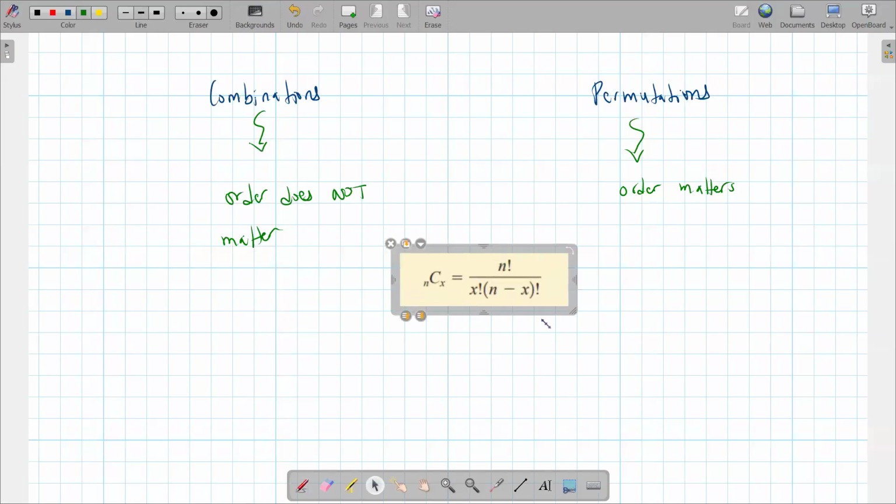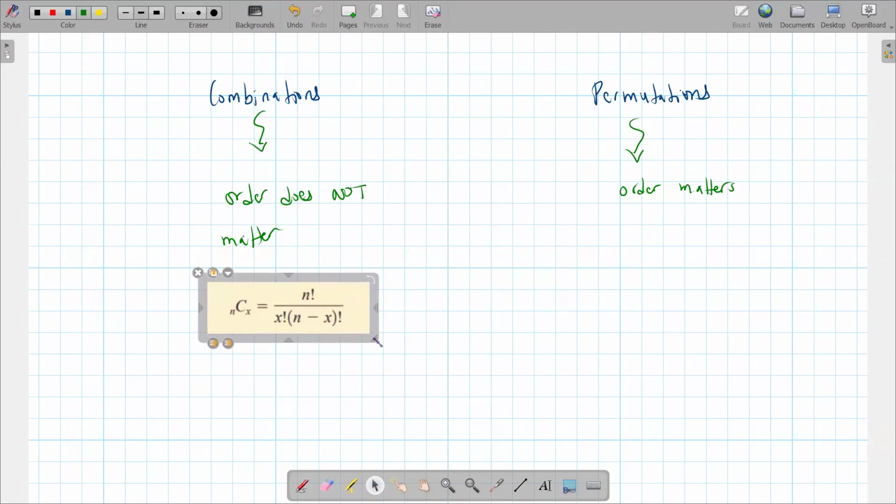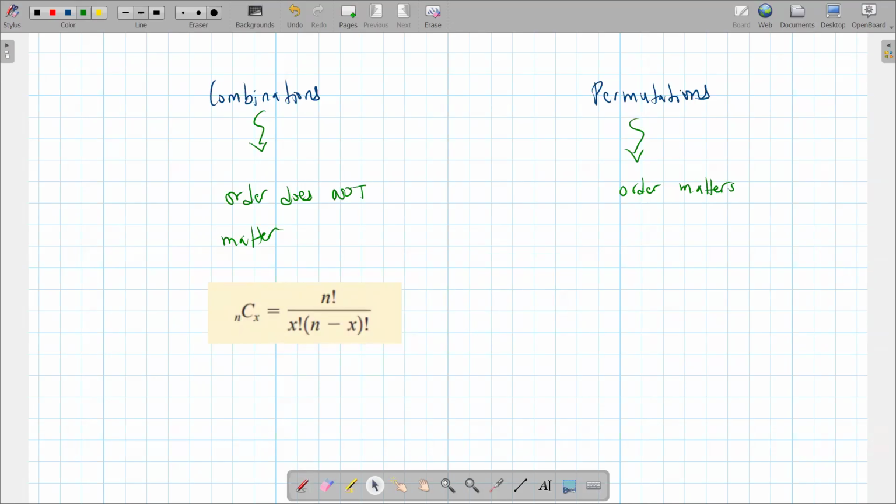We're going to do a quick example for both of these right now. So that's the formula for combination. C is combination. N is your sample size, so what's the total number of items you have? X is how many items you are picking. So let's do a quick problem with this one. I'm just going to steal their example.